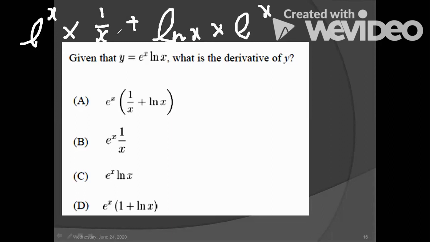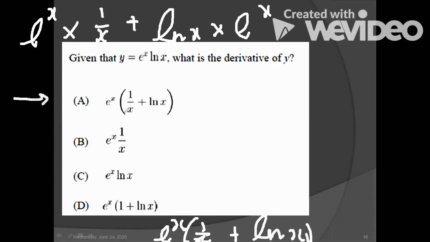As you can see, we can factorize out e to the x. If we take out e to the x, what's left is just 1 over x plus ln x. So our answer there is A.